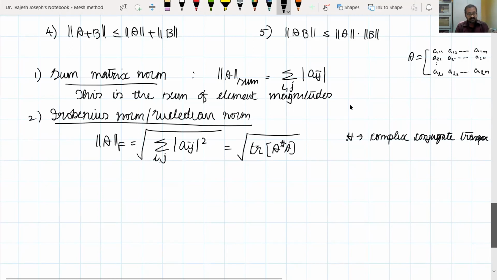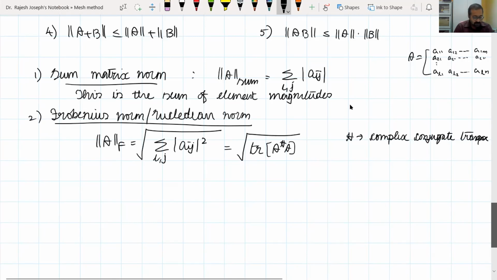What is trace? Trace means the sum of diagonal elements. So if you have a matrix A with complex elements, you find its complex conjugate transpose, multiply the two, take the sum of the diagonal elements, and take the square root of that. That will give you the Frobenius norm.